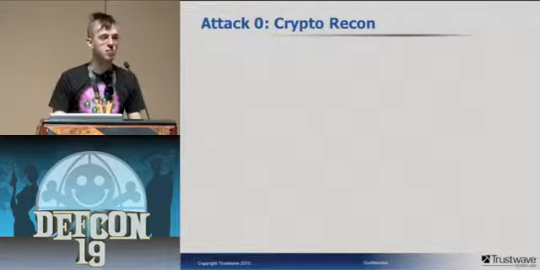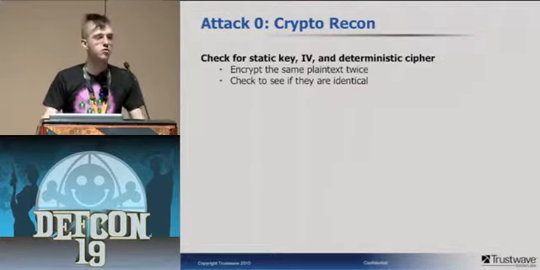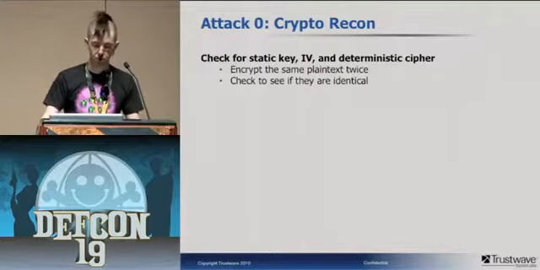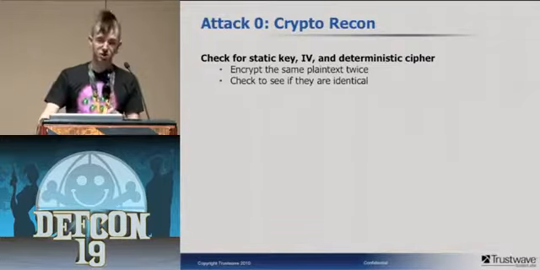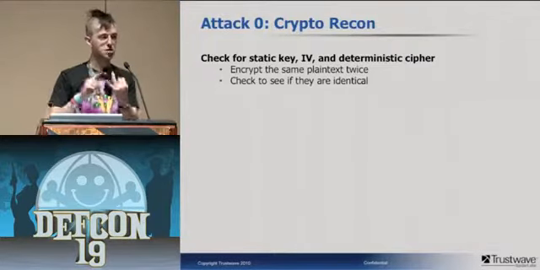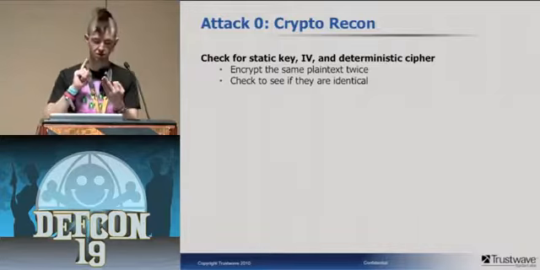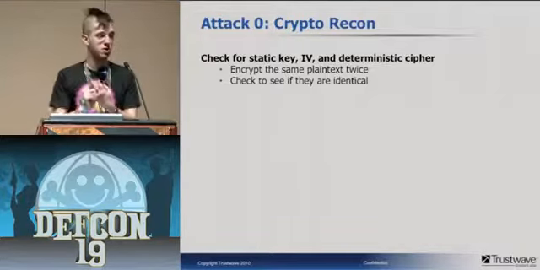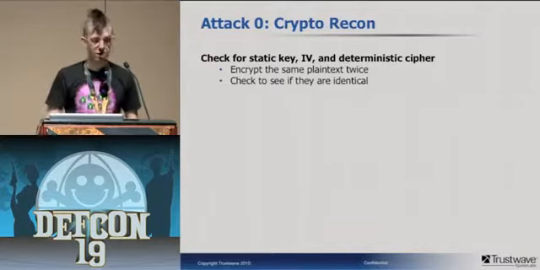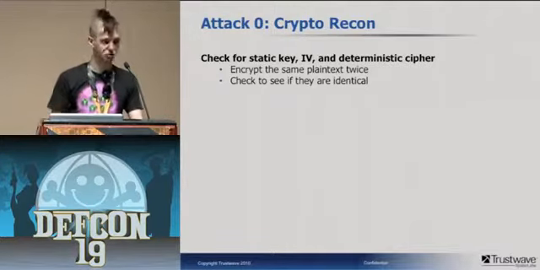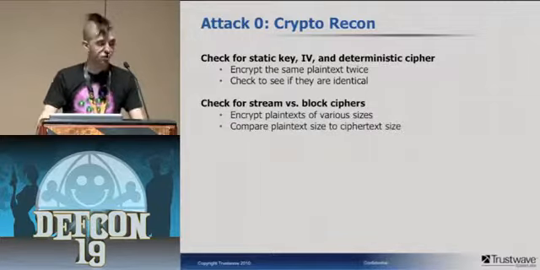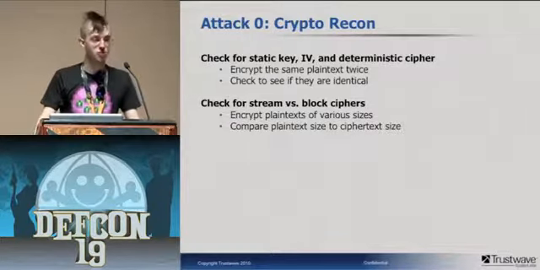So we're going to talk about doing a little bit of crypto recon using oracles. Let's say you have an encryption oracle. If you encrypt the same plain text twice and it comes out to the same ciphertext, you know you have the same key, same initialization vector, and a deterministic cipher being used to encrypt the data. So if the ciphertexts are identical, you know all of these things are true. You can also check for stream versus block ciphers. This is pretty easy to tell.